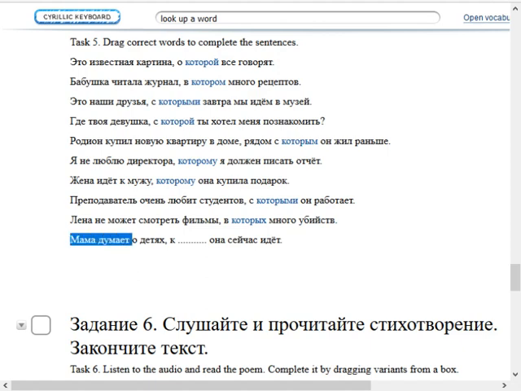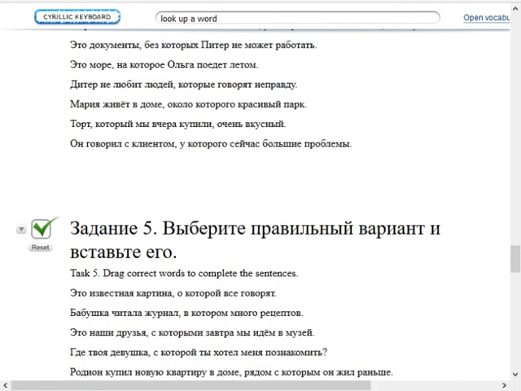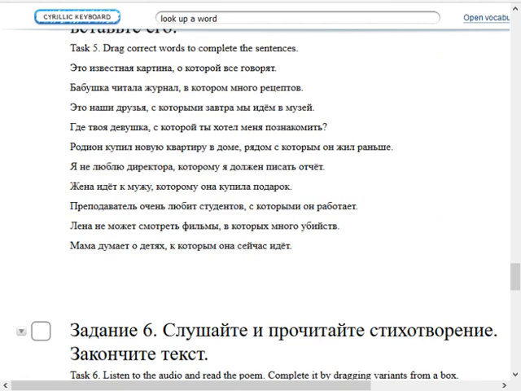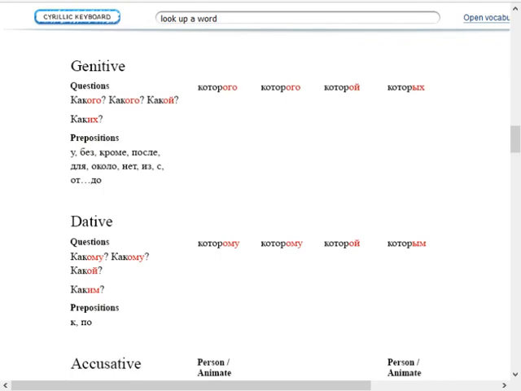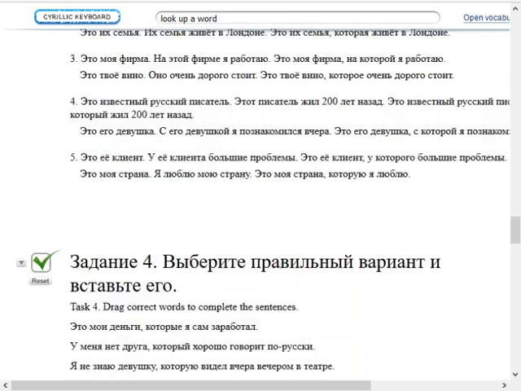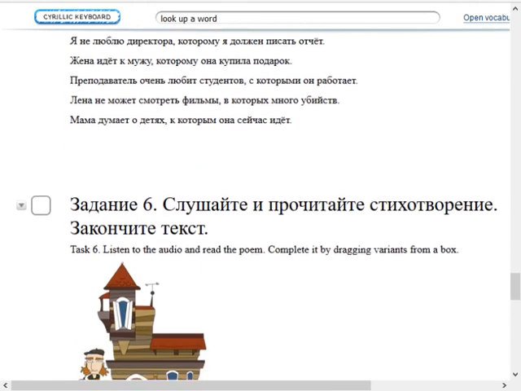And finally, Мама думает о детях. Let's just go ahead and put in the word because we know by process of elimination that's the last one. Yeah, it looks like everything is correct. Mama thinks about the children, о детях, к которым она сейчас идет. So she's going to the children. So к is dative, and the children are plural, so it's которым, and yes, indeed, it is которым. So it makes sense.